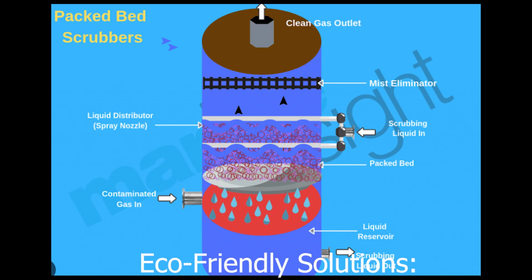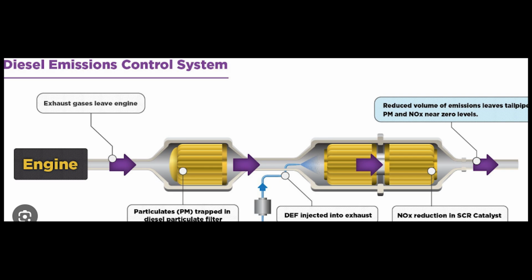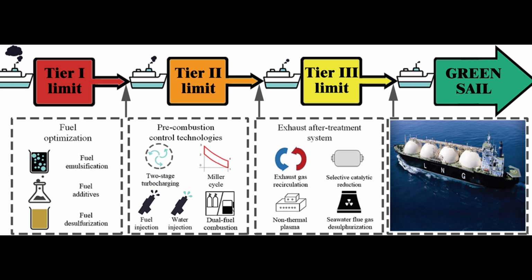So for eco-friendly solutions, we have scrubbers and selective catalytic reduction systems, or SCR. These technologies help ships meet stricter environmental regulations by reducing harmful pollutants like sulfur oxides and nitrogen oxides in exhaust gases. So not only in boiler burners, but also in main engines and gensets, they're already using scrubbers.